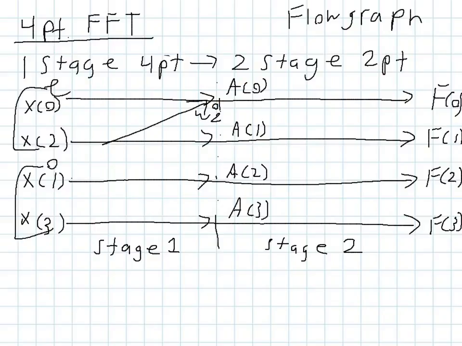Okay? And now we'll go over to find our a of 1. It's going to be a straight mapping of x of 2, and then we're going to have to add to it x of 0 with a twiddle factor 1 of 2. And this 1 comes from the fact that we're trying to find the second term of our 2-point. So that's one of our 2 points in our first stage.